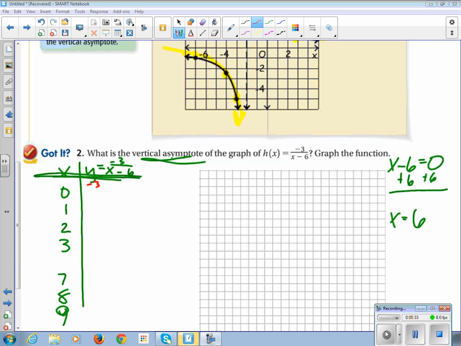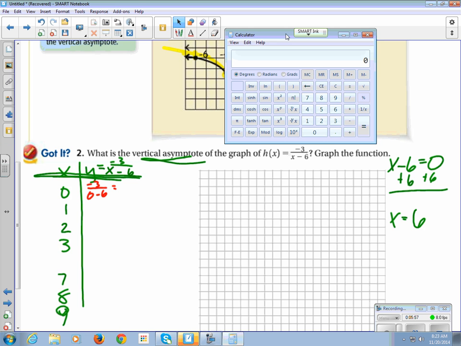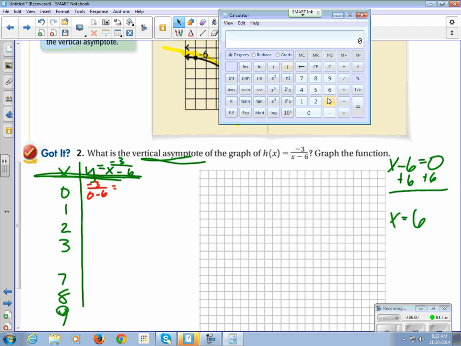Okay, so I'm going to take 0 and plug it in for x. If you are not great at calculating numbers, definitely feel free to pull up your calculator and do it on your calculator. So you have -3 divided by 0 minus 6, and you get 0.5.